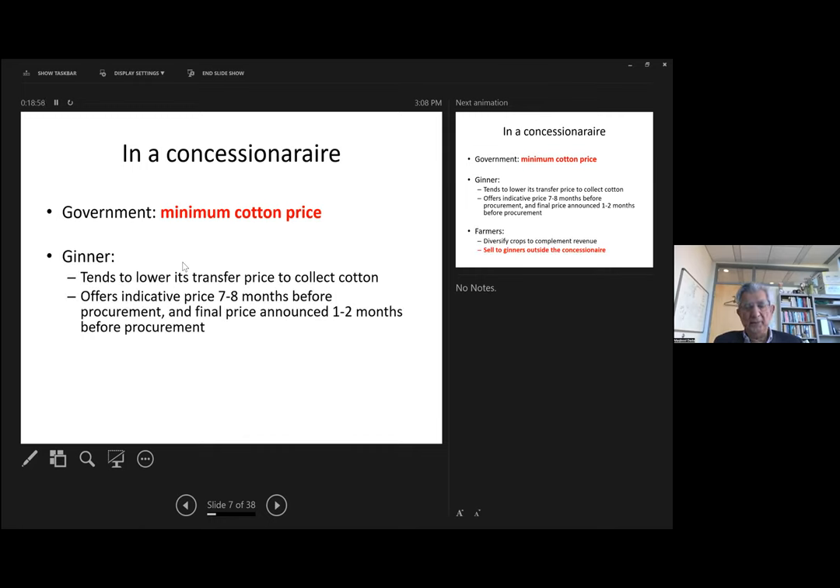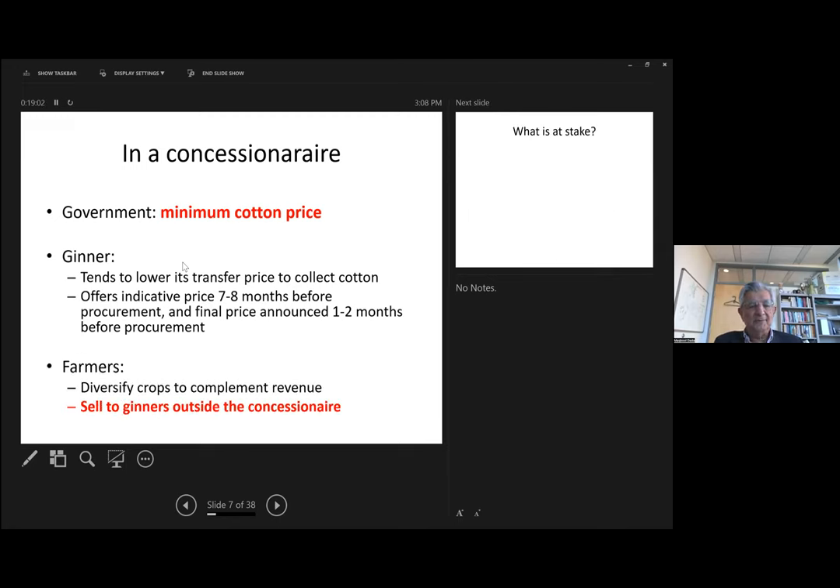It's set way before the yields are known. And farmers, as I mentioned, sometimes get tempted to play off ginners against each other, and they go outside their concession or franchise to sell to other intermediaries who may be facing underutilization of the capacity. So this is the basic setting.